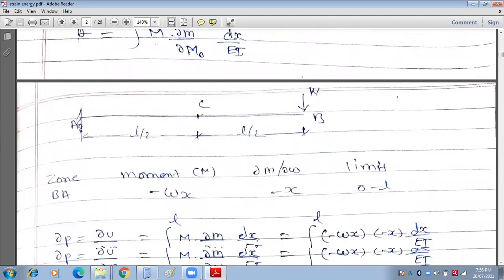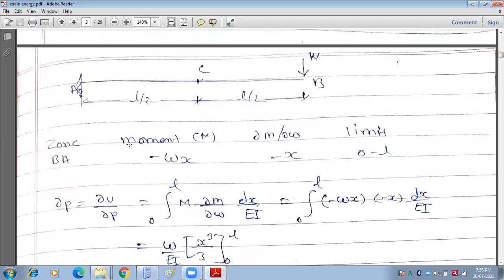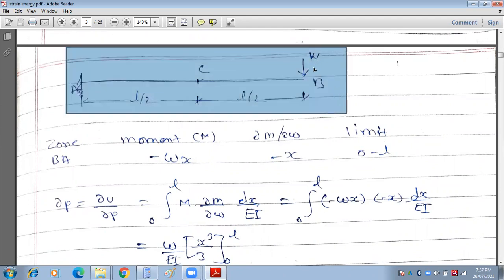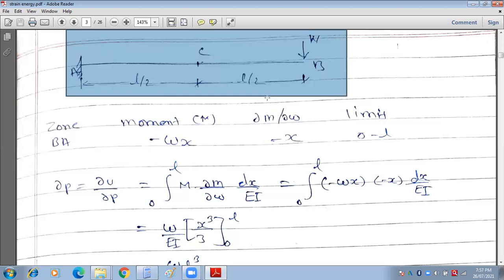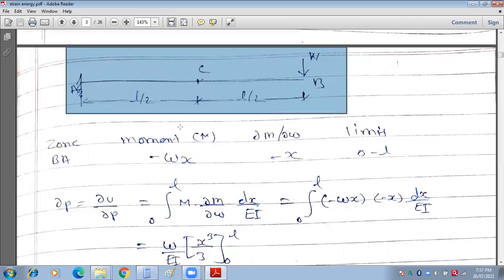Now by using this, we are solving some simple problems, using standard formulae to find the deflection. As we know, for a cantilever beam subjected to a point load at the free end, the standard formula to find the deflection is WL cube upon 3EI. Now let us see how to find this formula by using the strain energy.